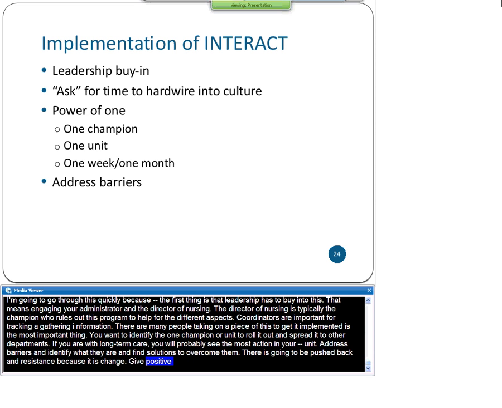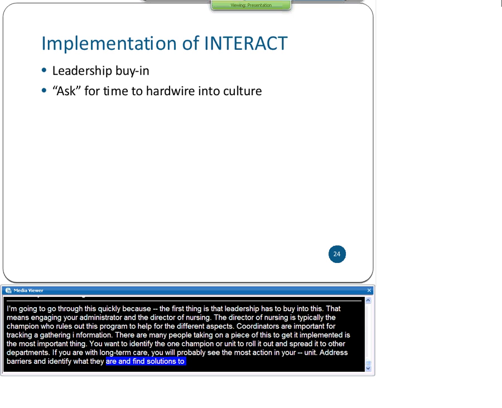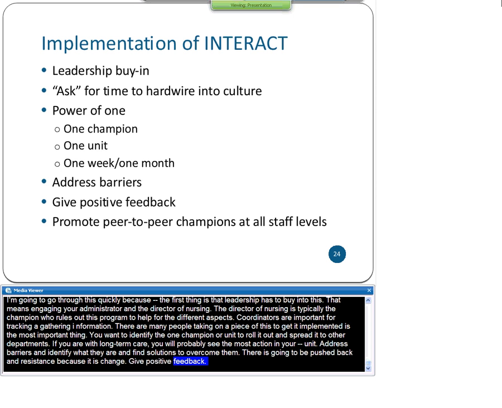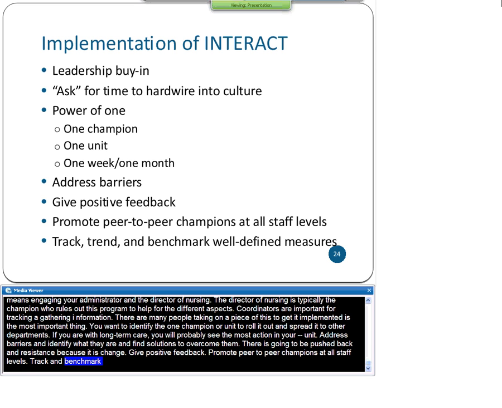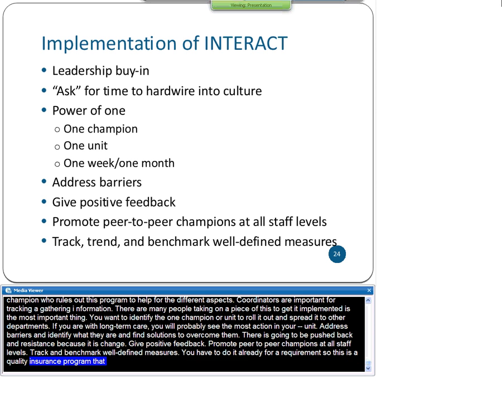Track, trend, and benchmark well-defined measures. Get in the habit of doing that. You have to do it already for requirements. So this is just a quality assurance program where you're going to do a root cause analysis on your hospitalizations to find out were they potentially avoidable or did that resident have to go.